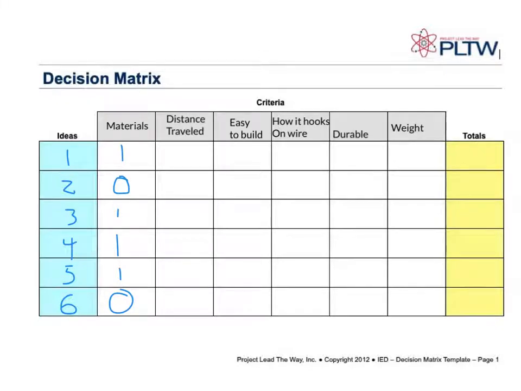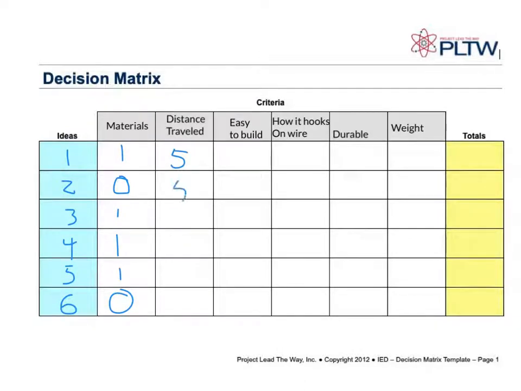Now I'm going to look at the distance that I think it's going to travel. I don't know for sure, but it's based on my guess. So as I'm looking at it, I'm saying the size of a fan would maybe affect how far it's going to travel, how much like a sail would work. So number 1 has a big sail in it, so I'm going to give it a 5 because I'm going to rate these out of 1 to 5.